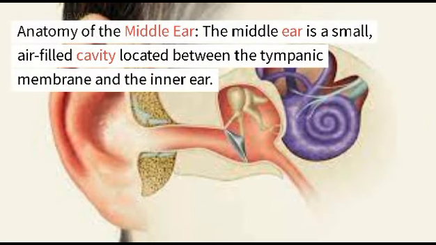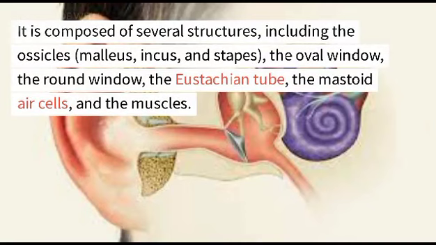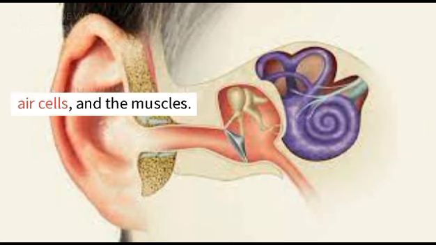The middle ear is a small, air-filled cavity located between the tympanic membrane and the inner ear. It is composed of several structures, including the ossicles (malleus, incus, and stapes), the oval window, the round window, the eustachian tube, the mastoid air cells, and the muscles.